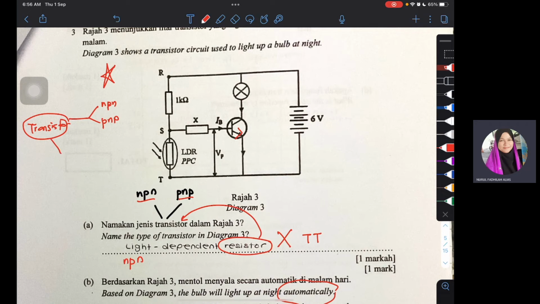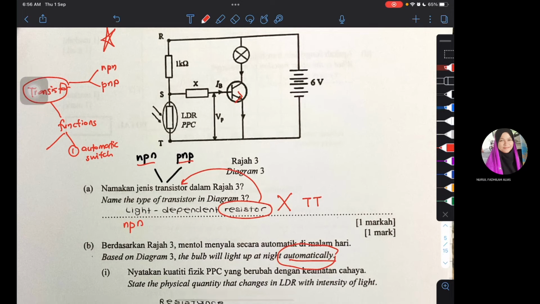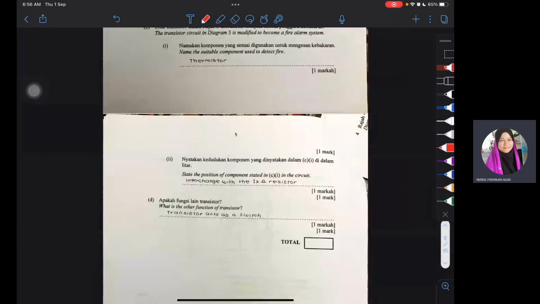And then transistor dia ada 2 functions. So, what are the functions? Ni pun ya Allah tak tahu, kita dah bincang sebelum exam. Dah revision dah this topic. So number 1, the function is as an automatic switch. Ini yang dia kata tu. Ataupun sebagai amplifier. Ni jawab soalan ni lah.